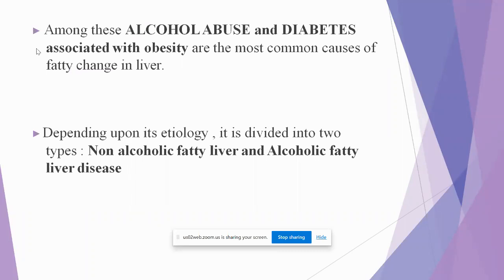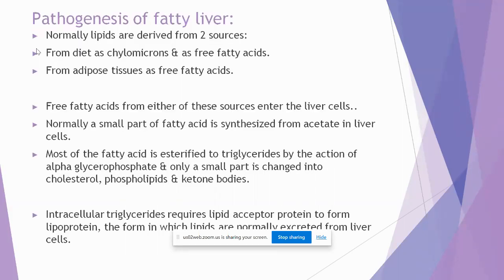Among these, alcohol abuse and diabetes associated with obesity are the most common causes of fatty change in the liver. These are the main two conditions which cause fatty changes in the liver. Then, depending upon etiology, it is divided into two types: non-alcoholic fatty liver and alcoholic fatty liver disease. Then the next one is pathogenesis of fatty liver.